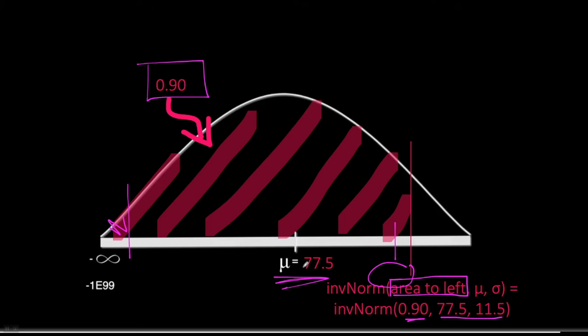So our first input, 90%, gets converted to area, 0.90, so that we can put 0.90 in here. And then our mean of 77.5 is also labeled on the curve. And the only thing, again, not labeled on the curve is our 11.5.